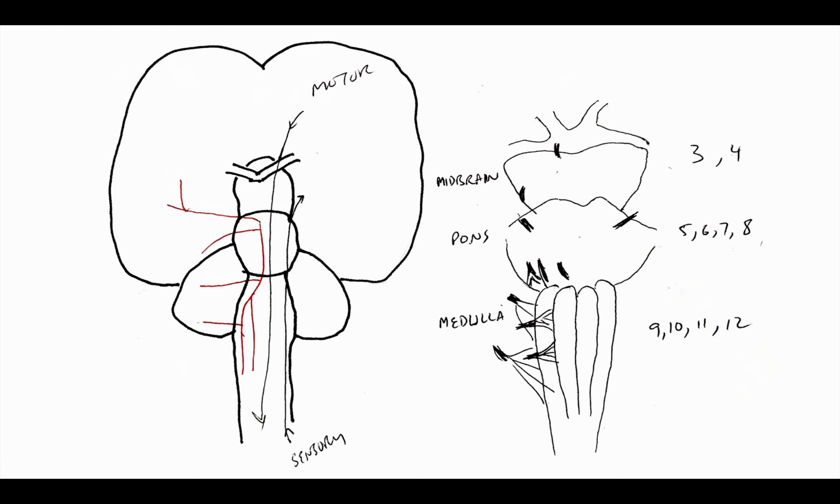You also need to know that apart from first and second cranial nerve, midbrain gives rise to third and fourth cranial nerve, pons gives rise to 5, 6, 7, 8 cranial nerves, and the last 4 cranial nerves, 9, 10, 11, 12, come out of the medulla. So sometimes in medullary syndromes, you can also have these cranial nerves affected.